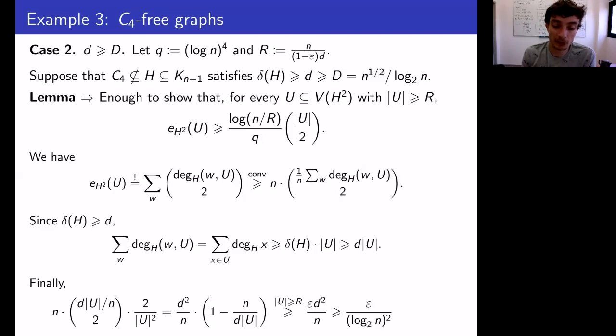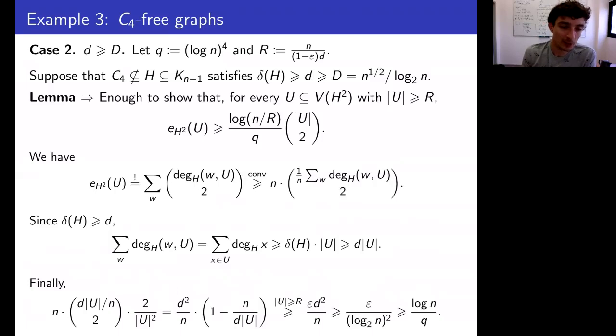So we get a bound. Then d is at least square root of n over log n. We get a bound of epsilon divided by log n squared. And the only thing we wanted is log n over q. So as you see, this checks out.